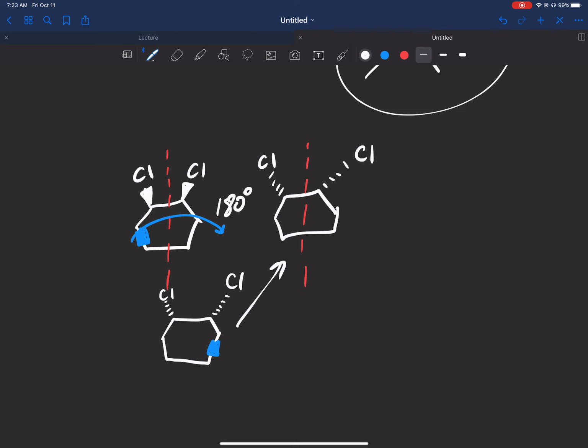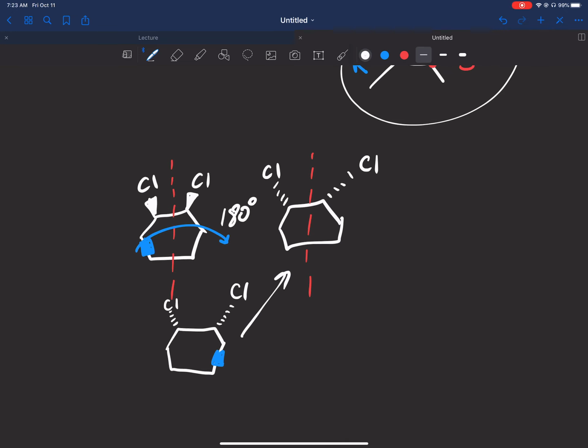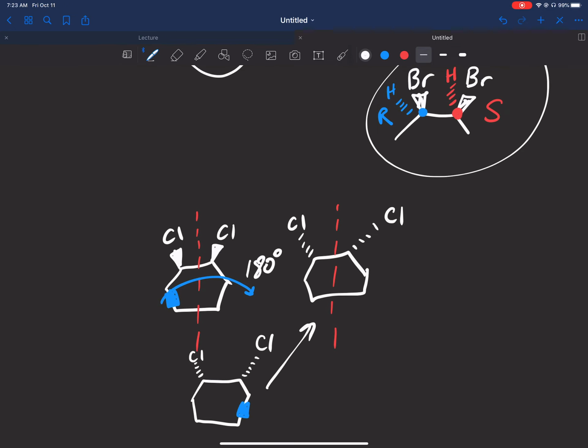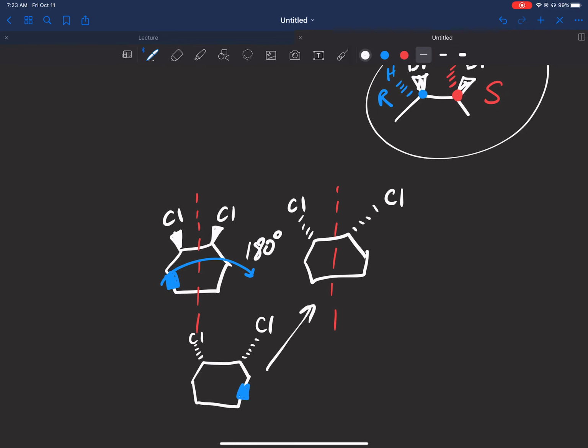Alright? So be extremely careful with that. So be very careful with regards to meso compounds and talking about stereoisomers in terms of how many we can get. Because those are not 2 separate stereoisomers, they're the same compound.